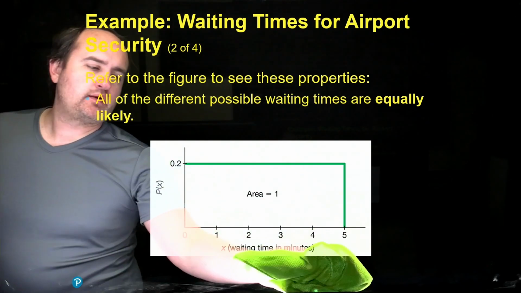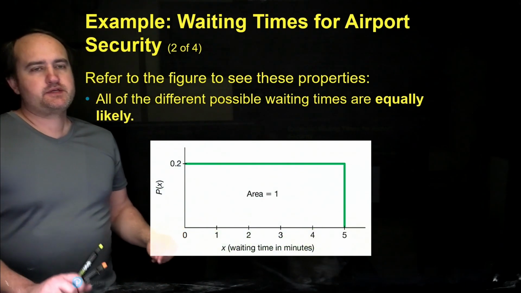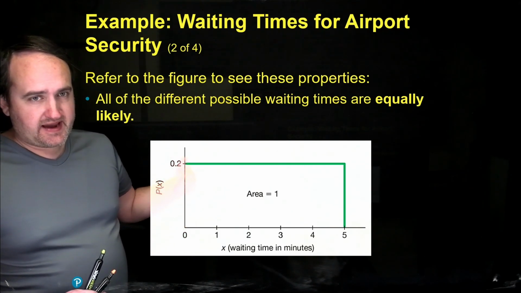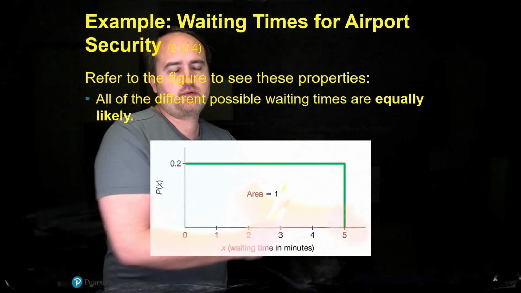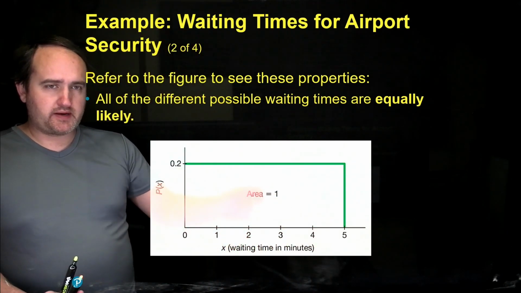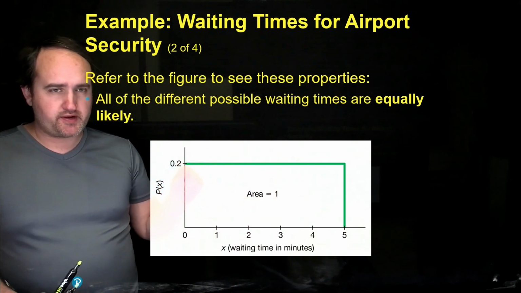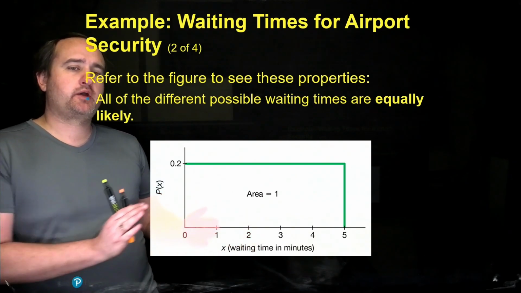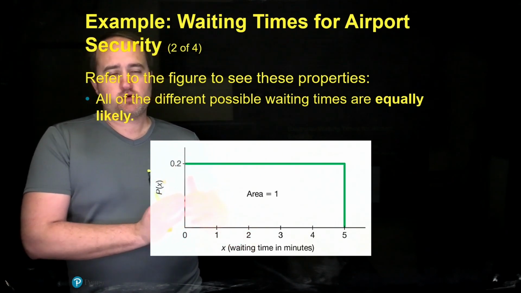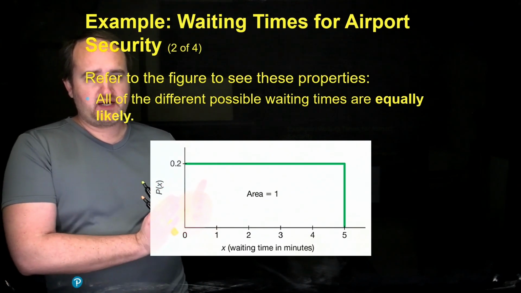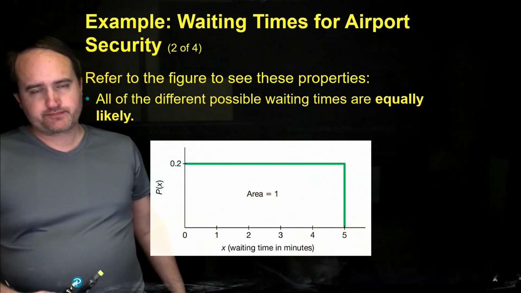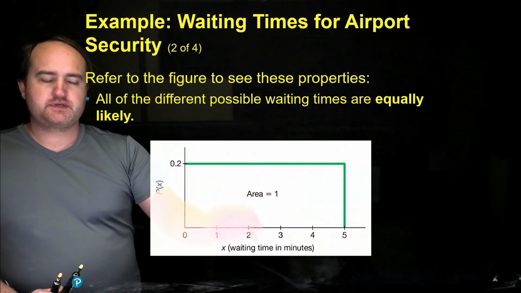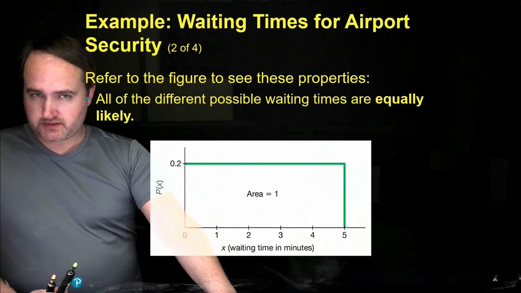And the reason the total area is 1 is because if you add up a bunch of smaller rectangles, 100% of the time you're going to have to be in one of those rectangles. So the area is 1 because 100% of the time your waiting time at the airport has to be between 0 and 5. Okay, so before we go any further in this example, I want to return to some earlier slides here.